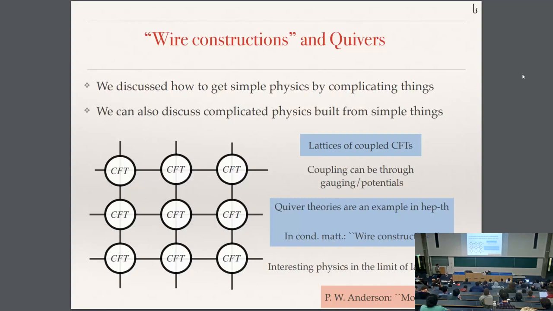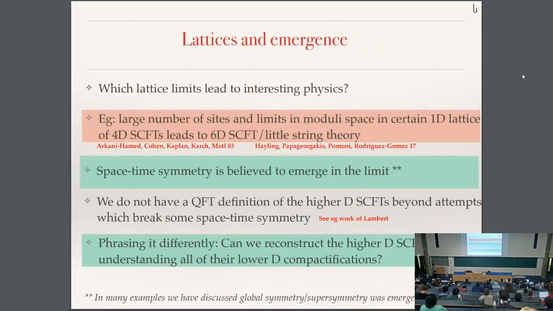In condensed matter, this type of theories are usually called wire constructions, so you can couple wires and take these limits. In supersymmetric theories, a canonical example of such a construction is what is called quiver theories. And we can hope that this insight of Anderson will also be relevant in our field. So there is an example of such a construction, of course, going 20 years back. And it goes under the name of deconstruction.